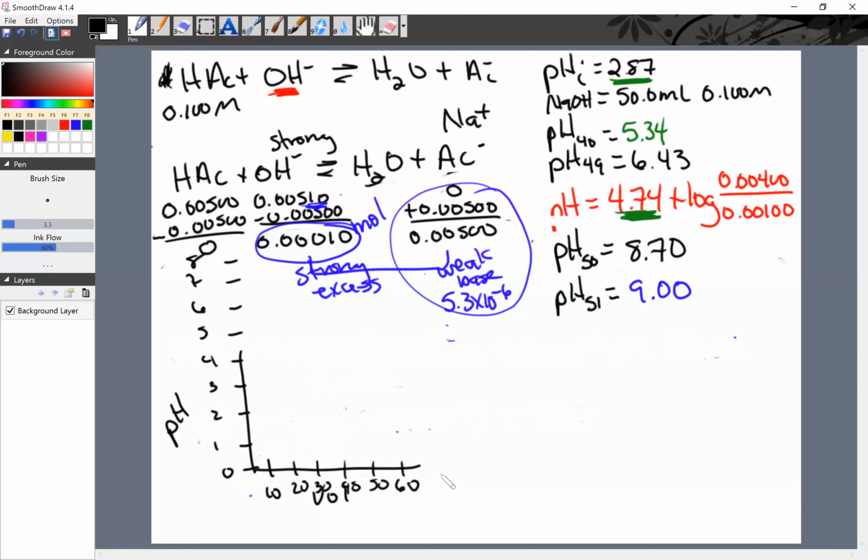All right, before I added anything, I had a pH of 2.87. So 2.87. Then when I added 40 milliliters, I had 5.34. So 40 milliliters was 5.34. At 49 milliliters, it was 6.43. And at the halfway point, good grief. I'm going to have to draw my graph better.